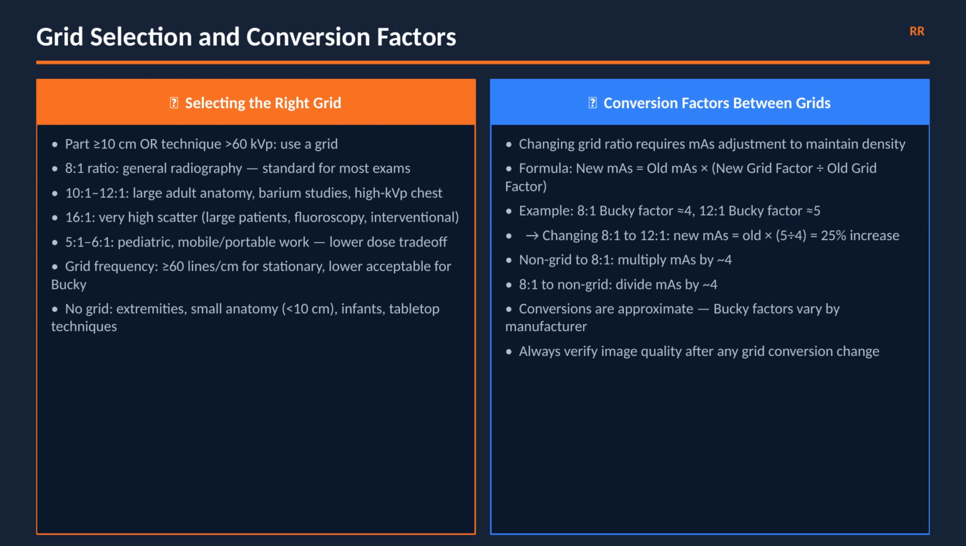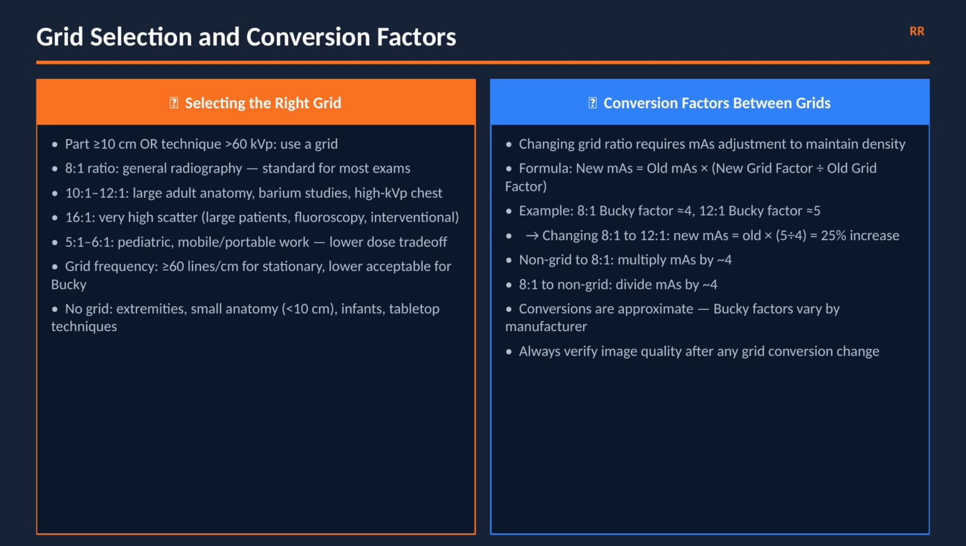No grid, any anatomy less than 10 cm thick. Extremity radiography, small children, tabletop technique. For thin anatomy, adding a grid multiplies dose without improving contrast. The tissue simply does not produce enough scatter to justify the Bucky factor penalty.